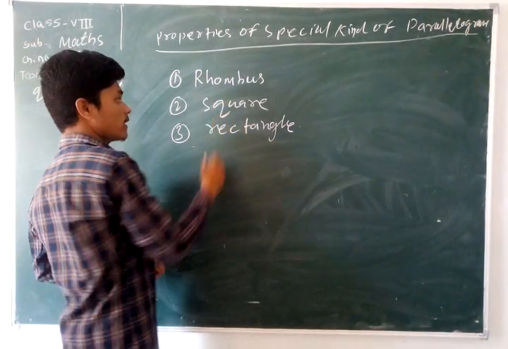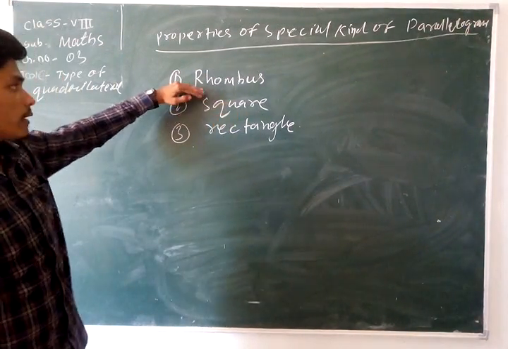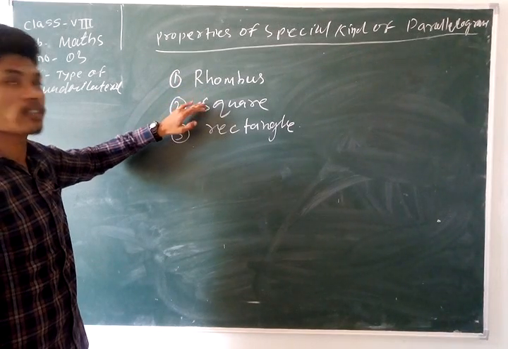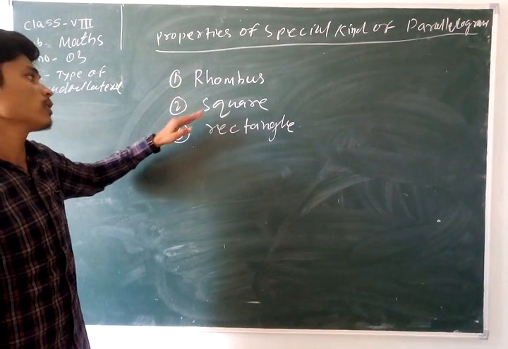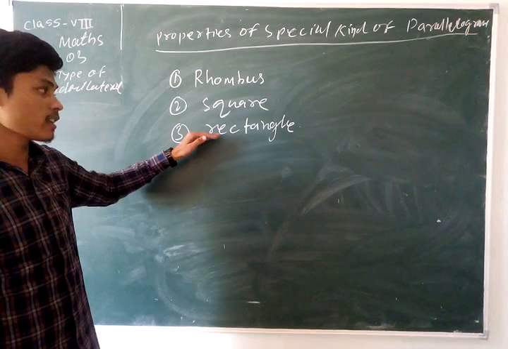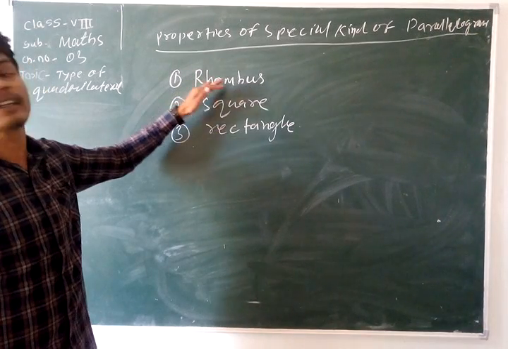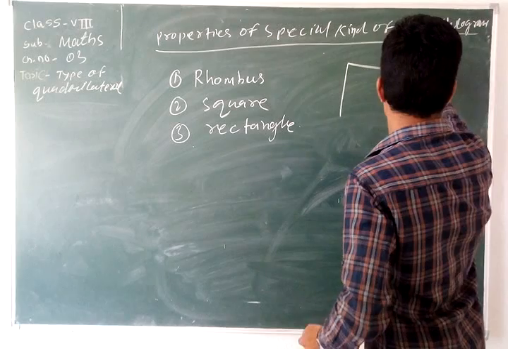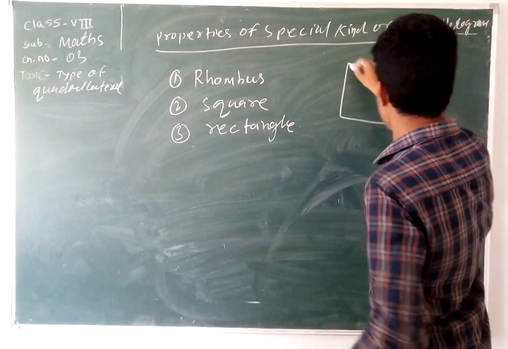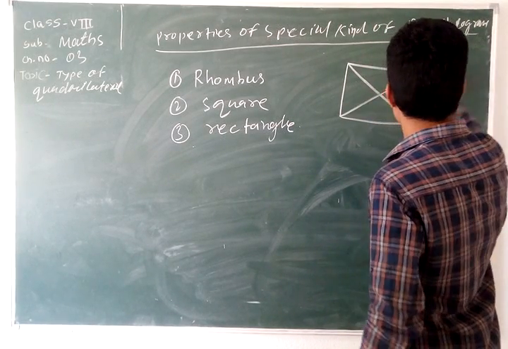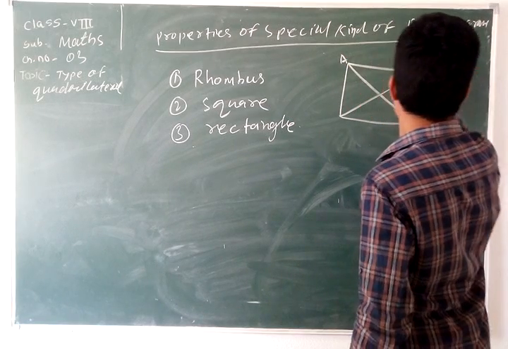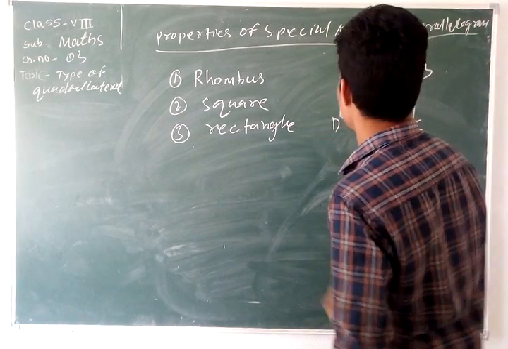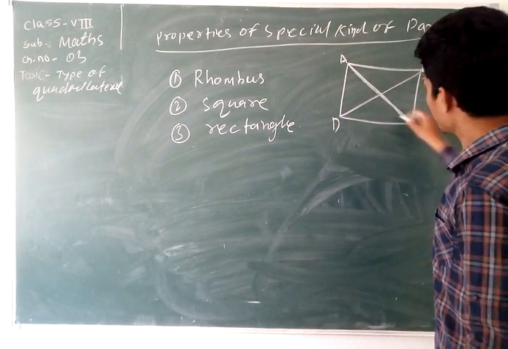What is special there? Every rhombus is not a square, but every square is a rhombus, because in a square each angle is 90 degrees, here also each angle is 90 degrees, and they have diagonals. What are the diagonals? See here. Already I told about it. Okay. Then here A, B, C, D. Then here AC and BD.